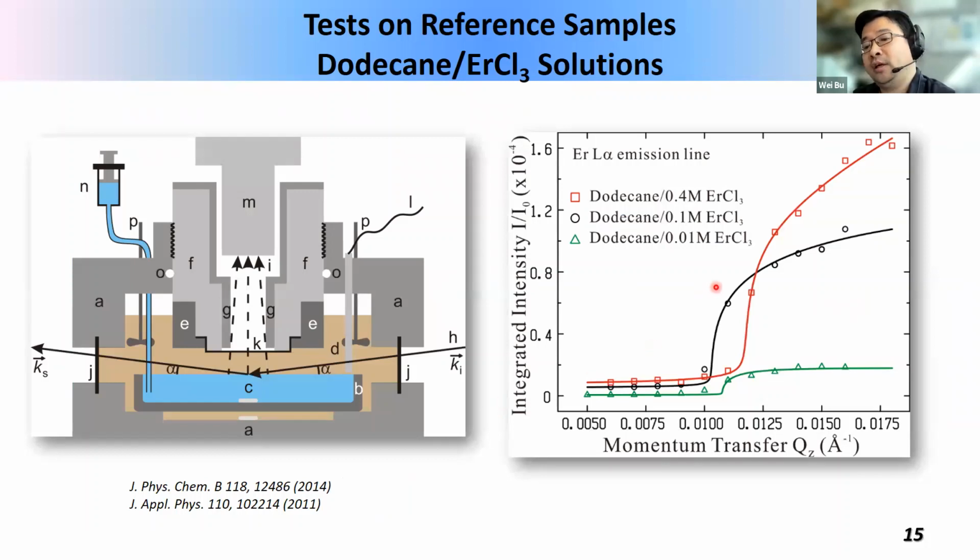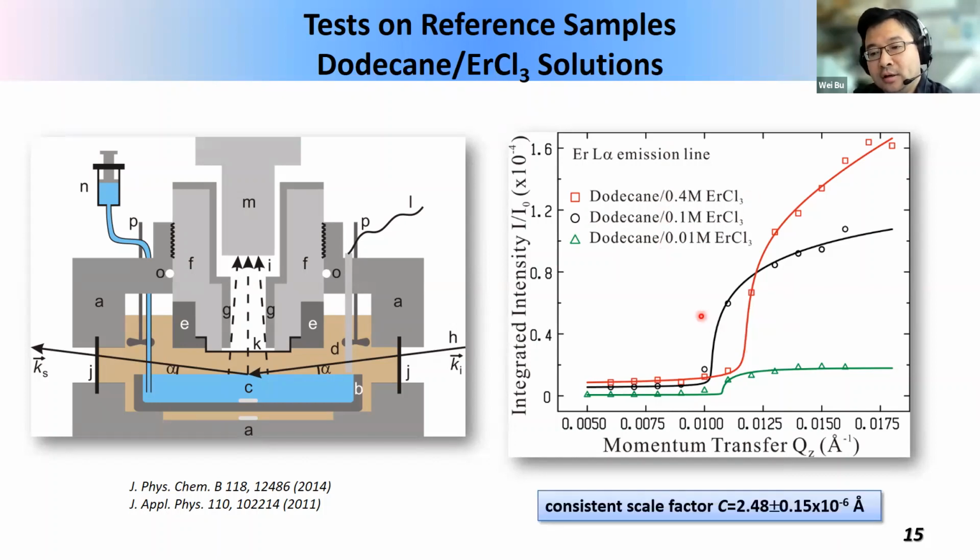Okay, here's an example of this technique on the reference sample. The picture on the left is a cross-section of the liquid sample cell, X-ray coming in from the right side, and we can measure the reflected beam from the left side. We also have this energy dispersive detector on top of the sample, so we can collect the fluorescence signals at almost 90 degrees from the sample. The reference sample here is a bare interface between dodecane and barium chloride solutions. On the right side is the data. The data shown here basically shows that for 3 different samples with different bulk concentrations, we get a very consistent scale factor. This is what it's supposed to be because the scale factor does not depend on the bulk concentration.